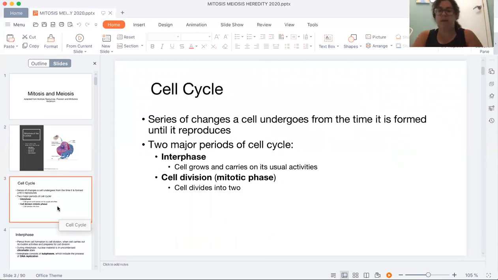And why we need to know about that is because as part of the cell cycle, these areas play a huge role. Okay, so the cell cycle is the series of changes a cell undergoes from the time it's formed until it reproduces. There's 2 major parts of the cell cycle. There's interphase, which is actually the longest aspect of the cell cycle, and its job is to help the cell grow and carry on its activities. And then the shorter phase is the actual cell division, which is the mitotic phase, mitosis, which means that the cell divides into 2 different cells.